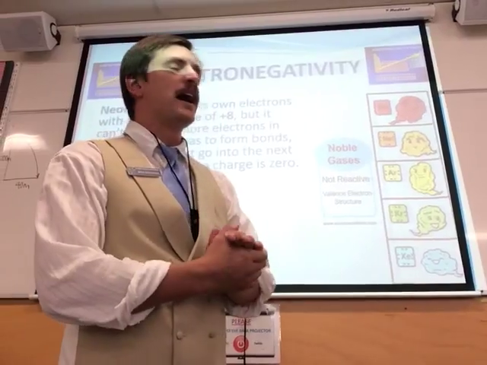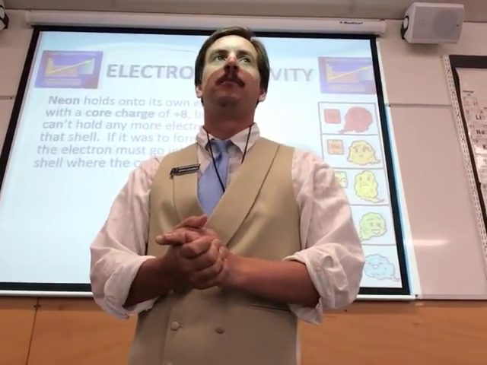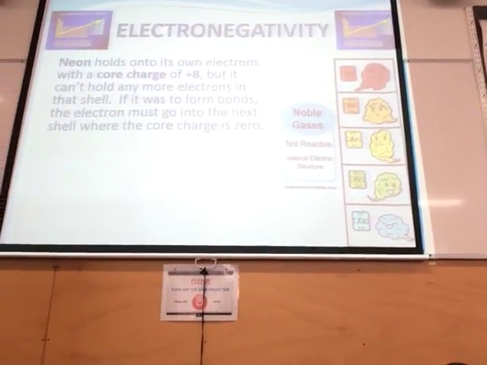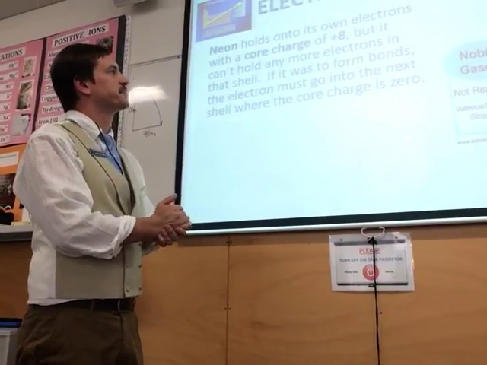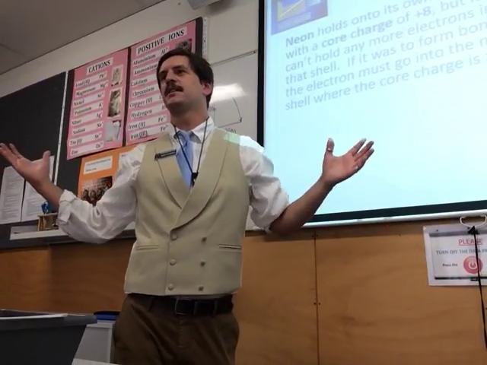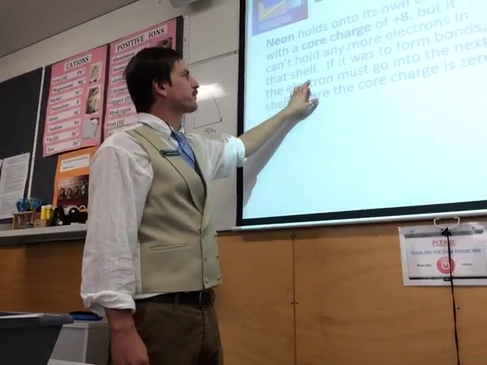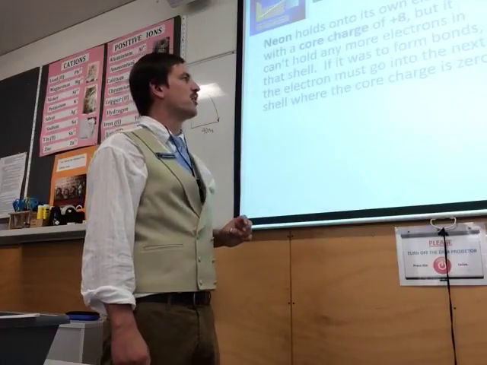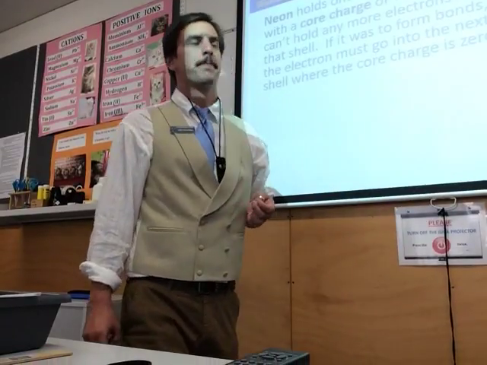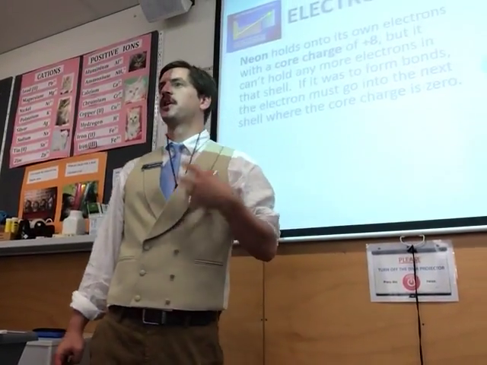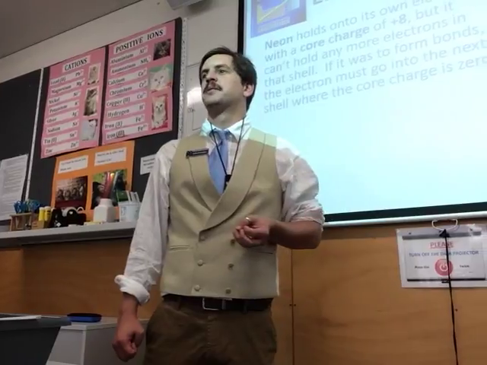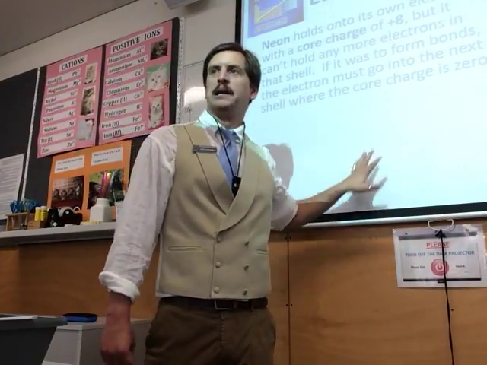Now, there is a group of elements that have no core charge at all because they're quite stable. And they are our group 8s. Neon holds onto its own electrons with a core charge of +8, but it can't hold any more electrons because the shells are filled. So that's it. It's done. If it was to form bonds, the electron must go into the next shell where the core charge would then be 0. Because 8 take those electrons, you have a core charge of 0. It can't hold on to them. Noble gases. That's the theory as to why that happens.